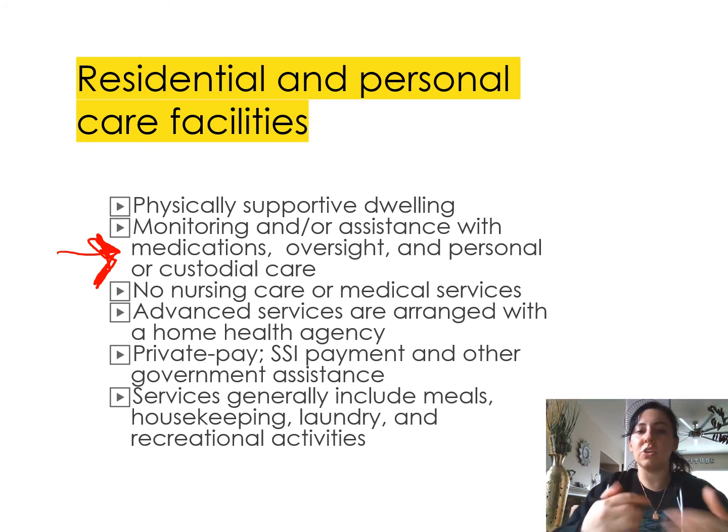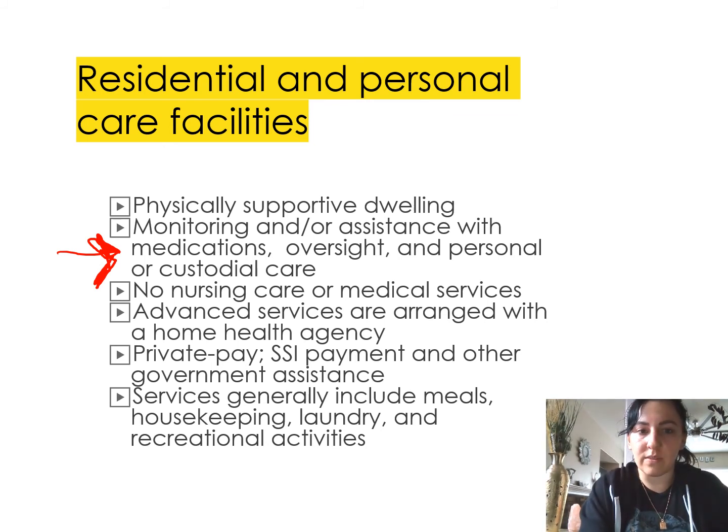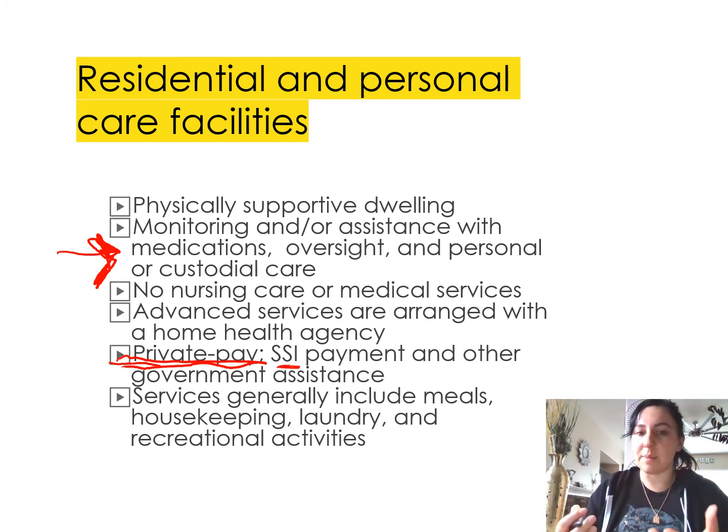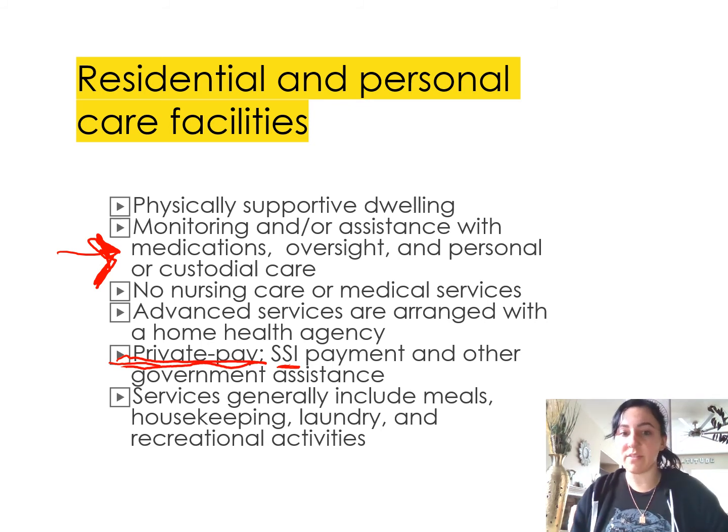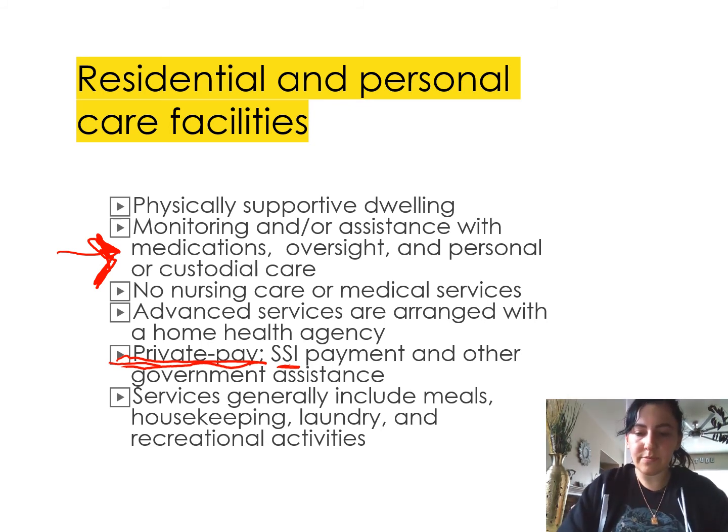So usually if you're going to go to a facility like this, you're going to pay with your private insurance or your money or your Social Security, or any other type of government assistance that you do have. The type of services that they would provide would be meals, laundry, housekeeping, any kind of recreational activities, and helping you bathe and things like that.